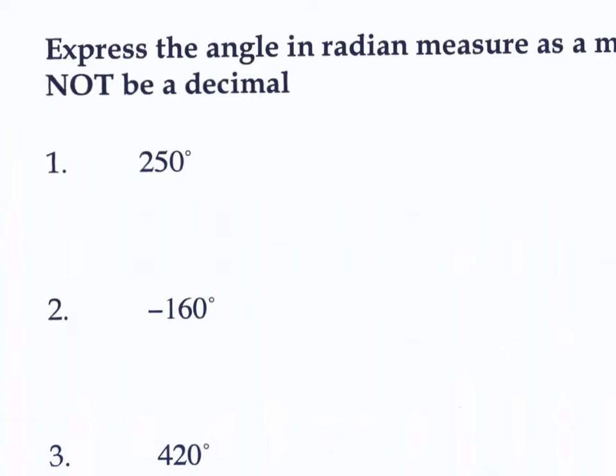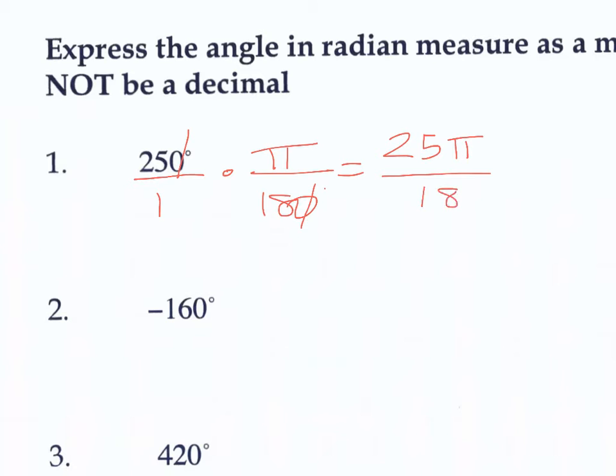So for problem number 1, all you're going to do is multiply by pi over 180 degrees. The zeros cancel, and 25 and 18 aren't divisible by any same number, so we have 25 pi over 18. That's our final answer because it's in radians.